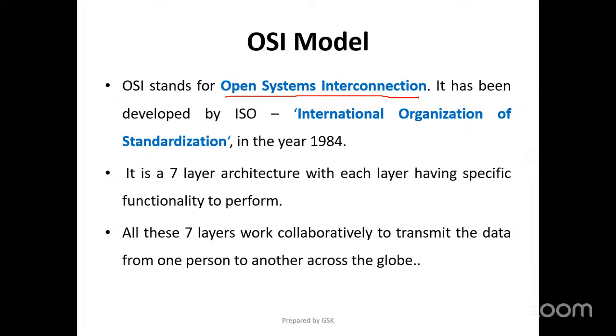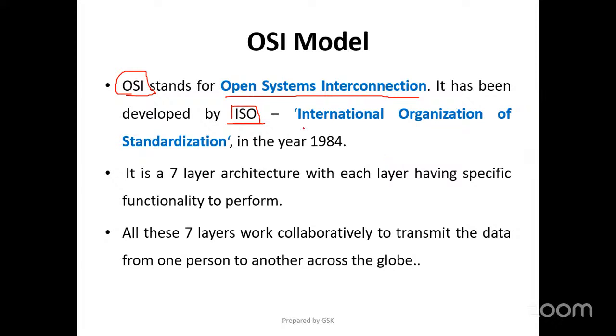OSI stands for Open Systems Interconnection. By the word, you can understand that it is used to connect the systems. Okay, general meaning. And it has been developed by ISO. So this is the organization name. Don't confuse: OSI is the model name, ISO is the company or organization name.